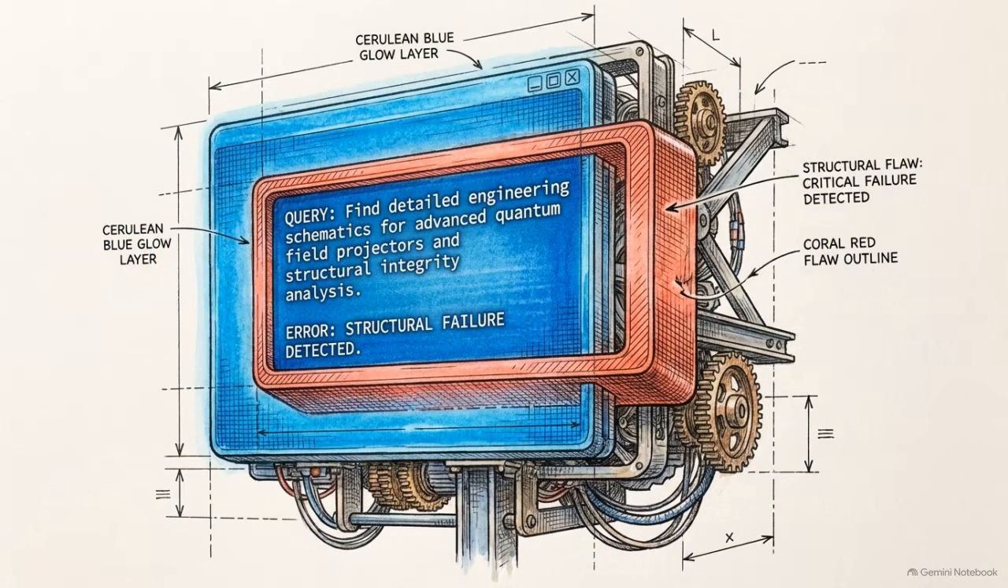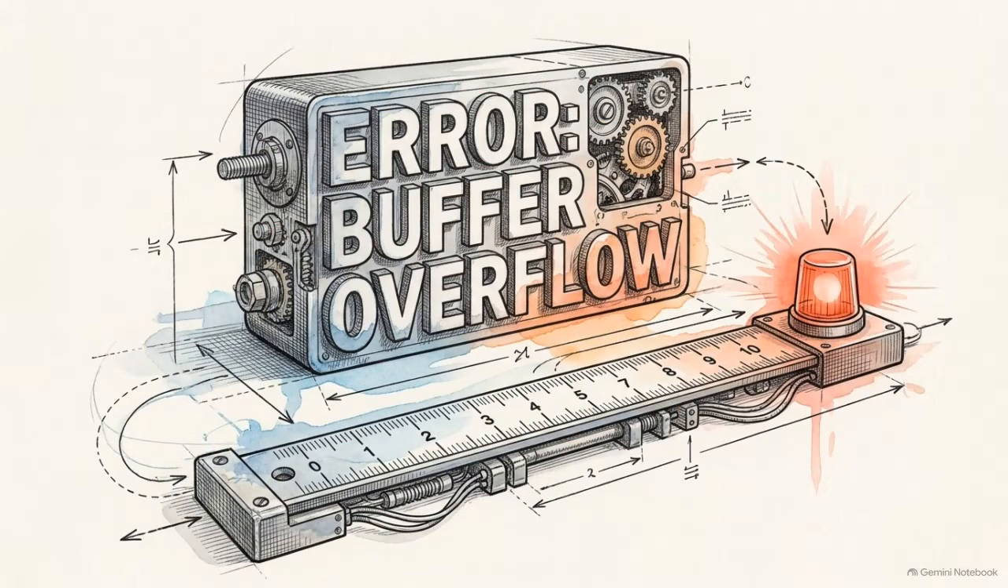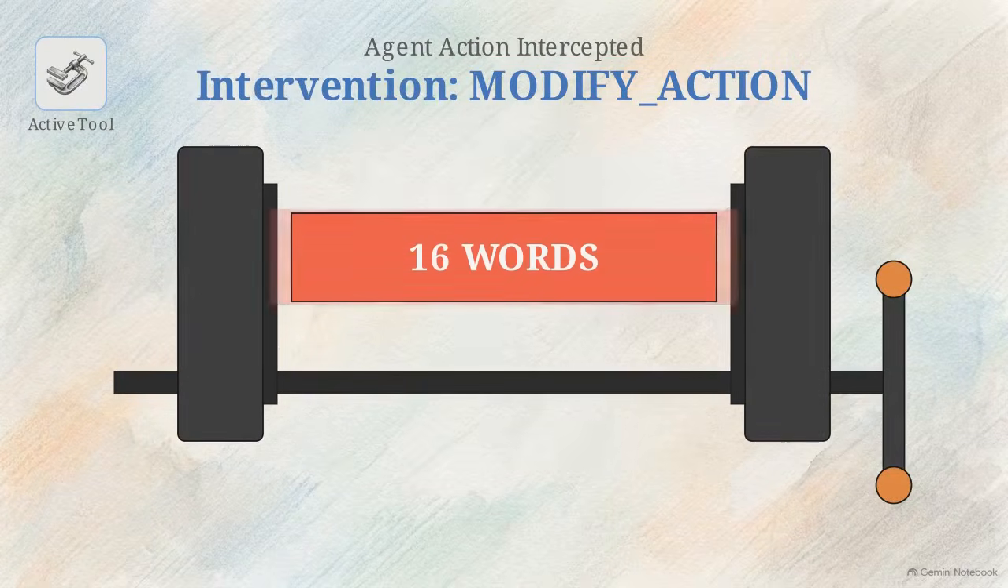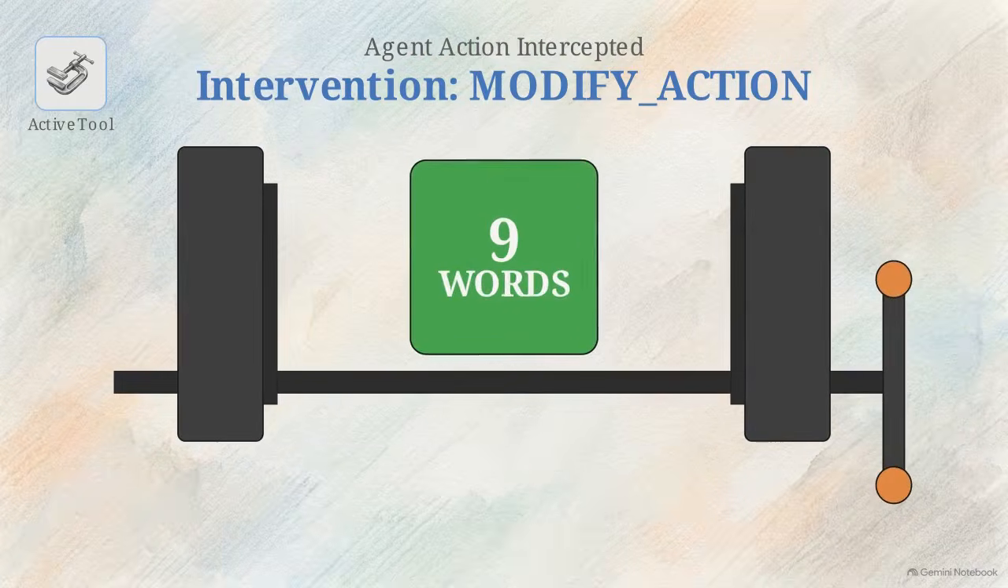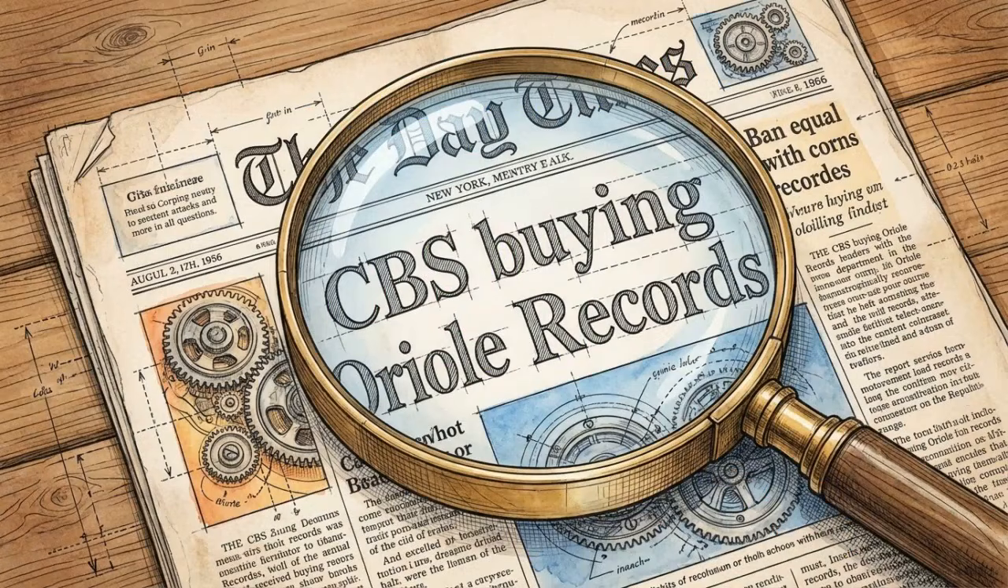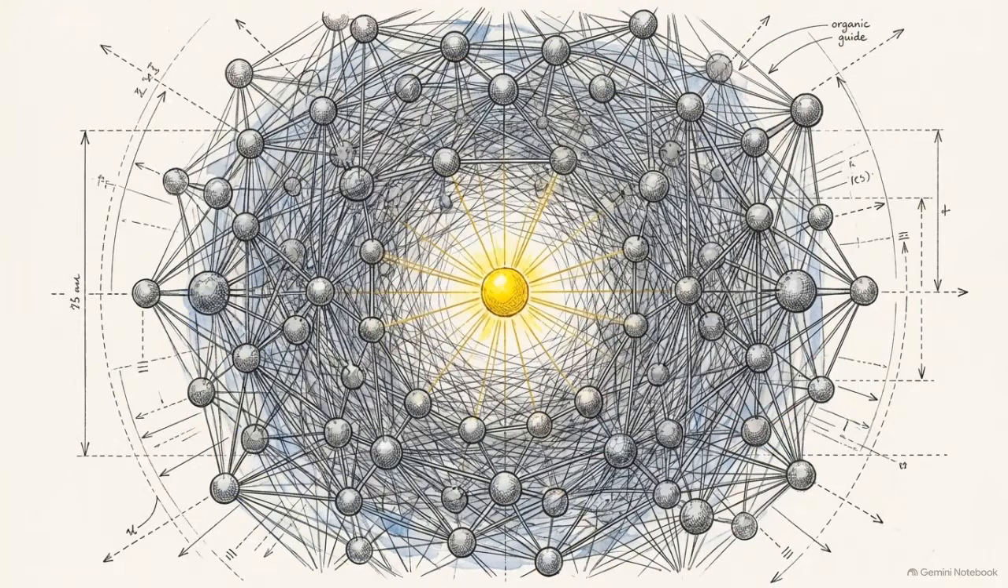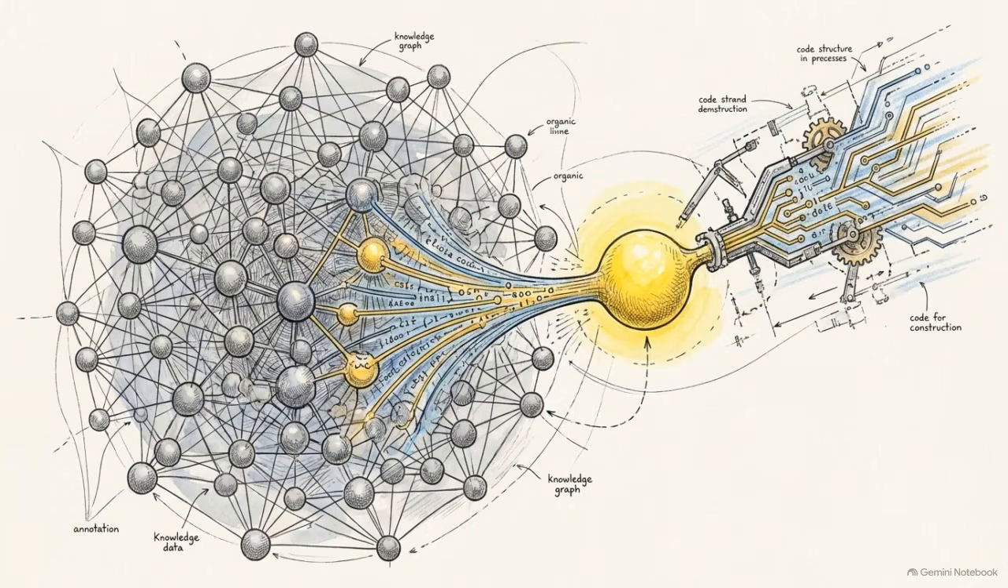The LLM proposes the exact same flawed 16-word action, but this time a program function named retrieval.failure intercepts the action. Its activation predicate fires because it detects the string length constraint has been violated. The harness executes a modify_action command. It programmatically compresses the 16-word query down to an effective 9 words. On the very next step, the agent correctly identifies CBS buying Oreo Records. The model possessed the knowledge to solve the prompt, but it lacked the execution. Rewriting the query with mid-loop code succeeds where asking the LLM to edit its text fails.